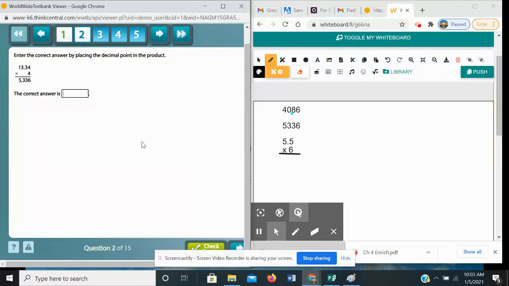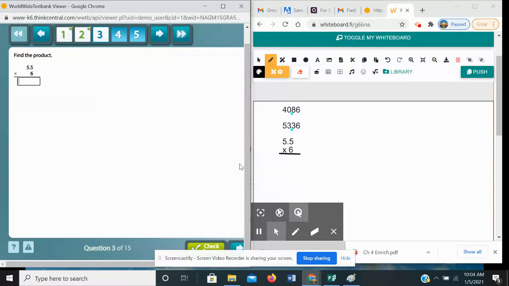Okay. Same thing for number 2. They're telling us the answer. The answer is 5,336 if I were to multiply it without the decimal point. Now I look at the one factor. The decimal point is 2 spots in, 2 spots to the left. I'm going to do the same thing in my product. I'm going to move it 2 spots to the left. I go 1, 2, and my decimal point is going to be right there between both of the 3's. So my answer is now 53 and 36 hundredths.